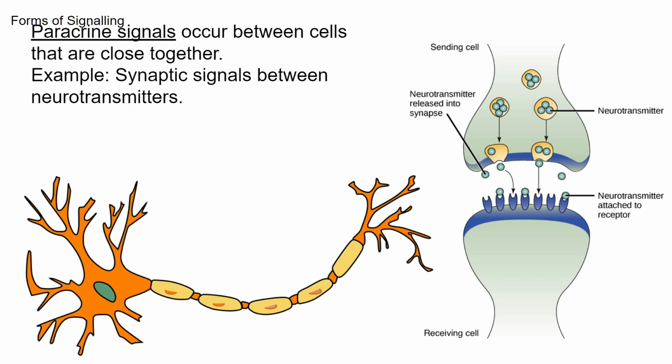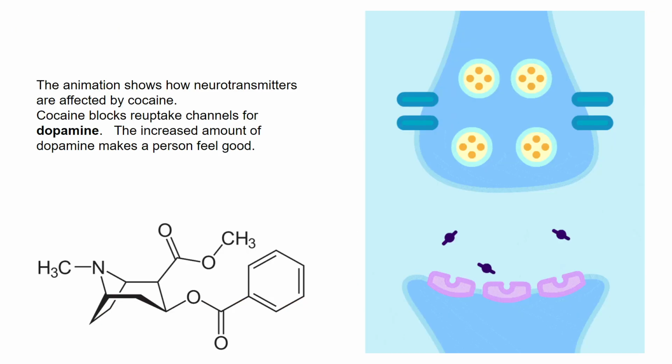All right. Paracrine, again, this is one cell right next to another cell. It occurs between cells that are close together, for example, synaptic signals between neurons. The neurotransmitter, or the ligand, is released, gets attached to a neurotransmitter receptor, and then sends a message on down the line.